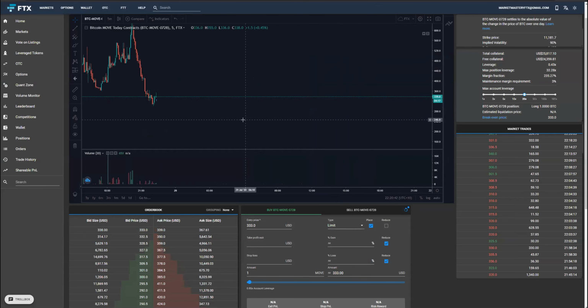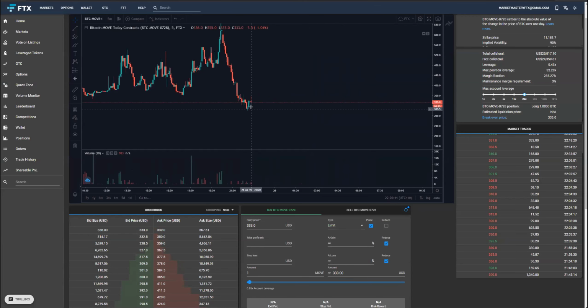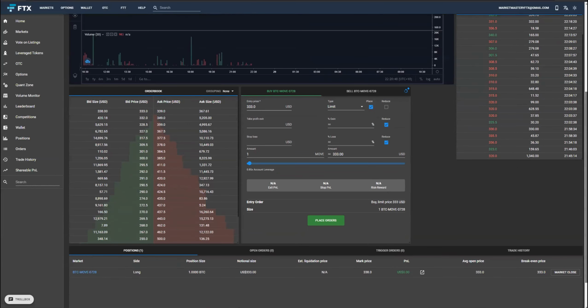Right, and so there we can see our move contract just got picked up, and we're in here, right, and then this is all the information. So position size is costing us 1 Bitcoin to be in here, and notional size is $333 with our P&L, so here and everything like that, right?